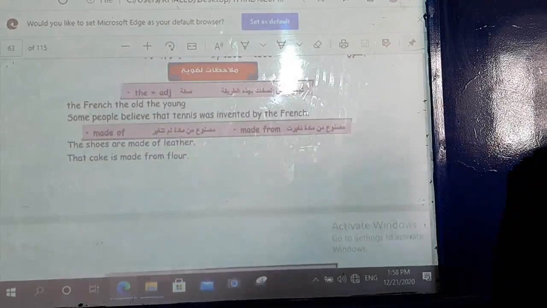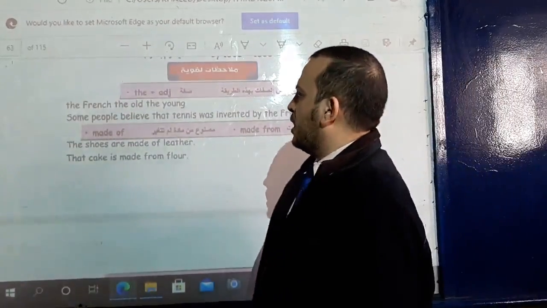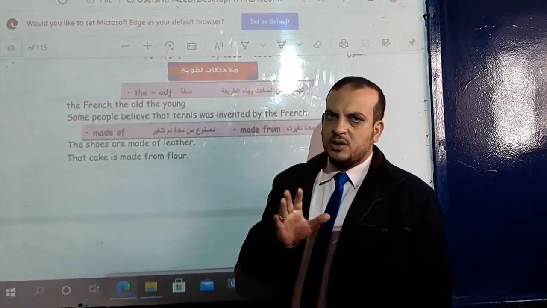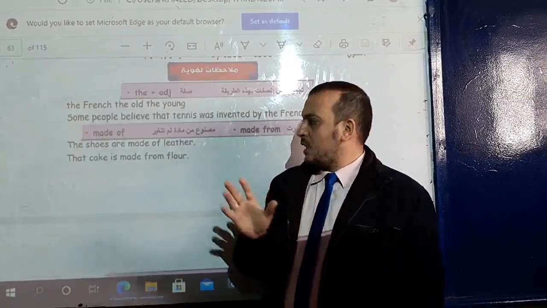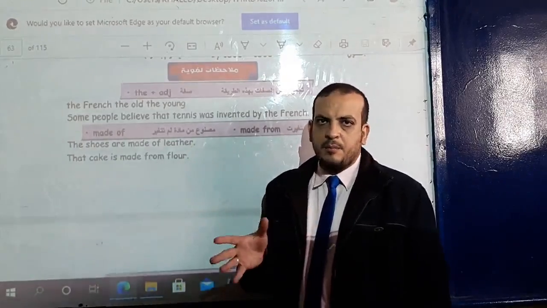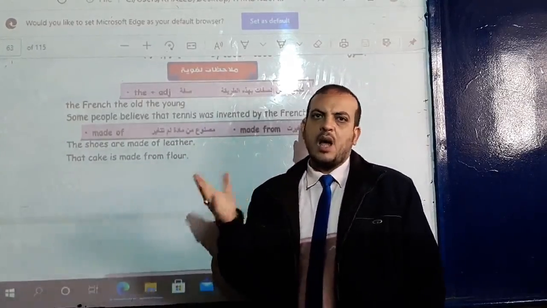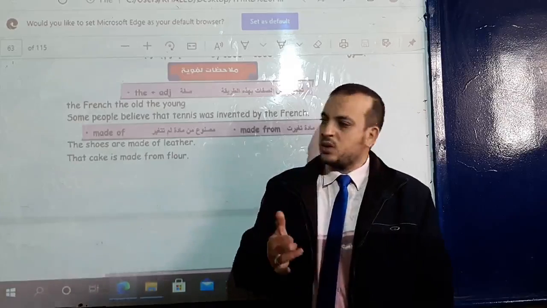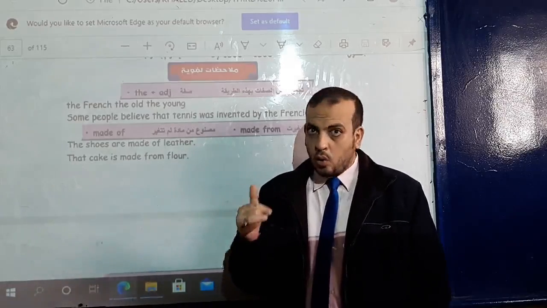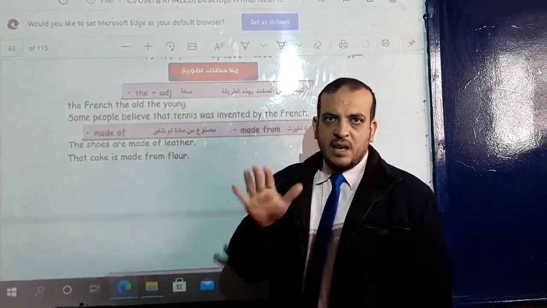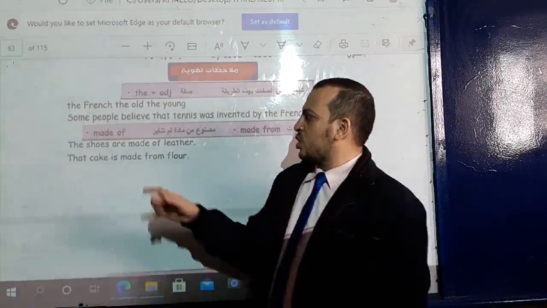And now, made of and made from. Made of: the shoes are made of leather. It's very important to learn about this. Leather, it's leather in the same aspects. Before being shoes, it's leather. After we made the shoes from it, it's leather. So leather is leather. It didn't change, so made of.